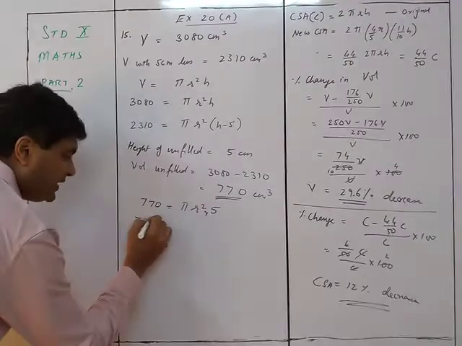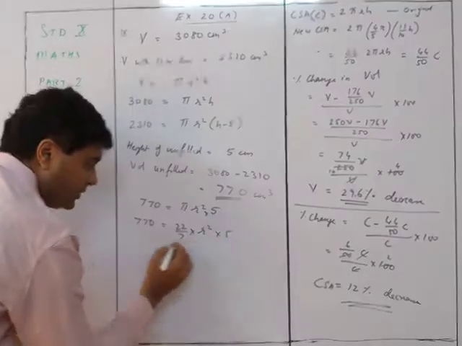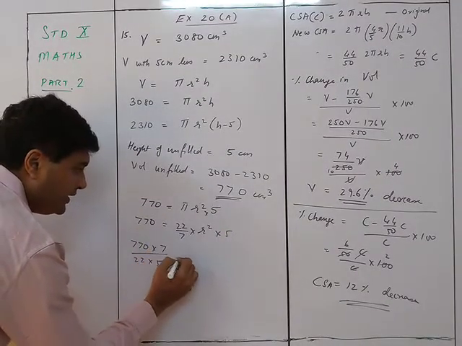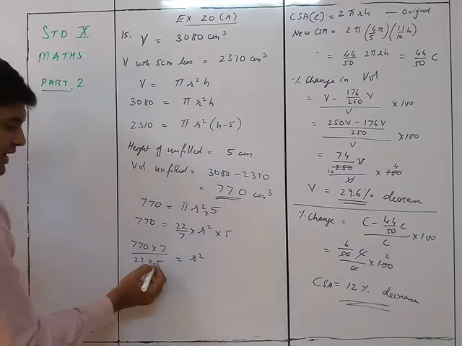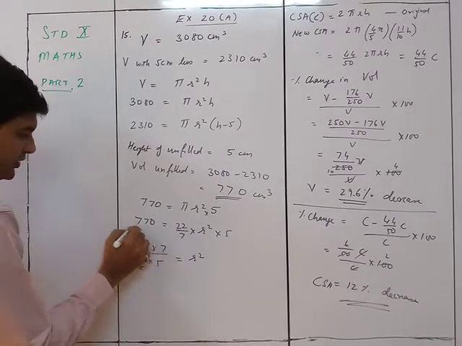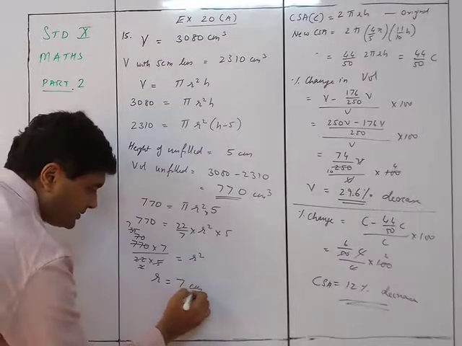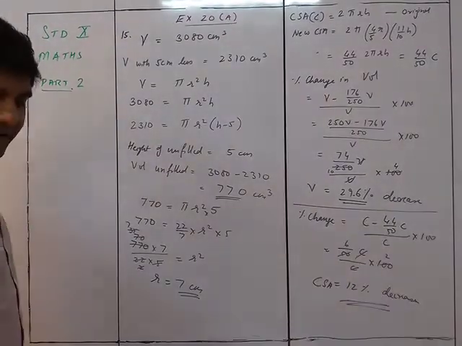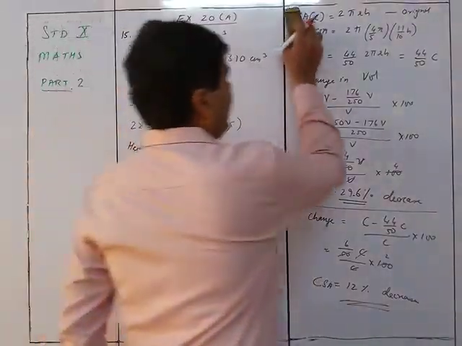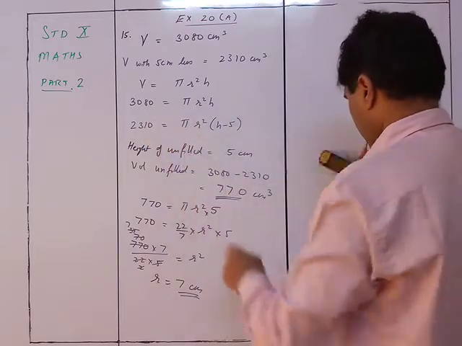So 770 is equal to 22 upon 7 into r square into 5. So 770 into 7 upon 22 into 5 is equal to r square. So this is 110. So we can say divide by 11. So this will be 70, divide by 35, and then it will be 7. So r will be equal to 7 centimeters. So we got the radius now. The radius of the vessel is known. Now we'll find out the height of the vessel. We know the height from this equation.